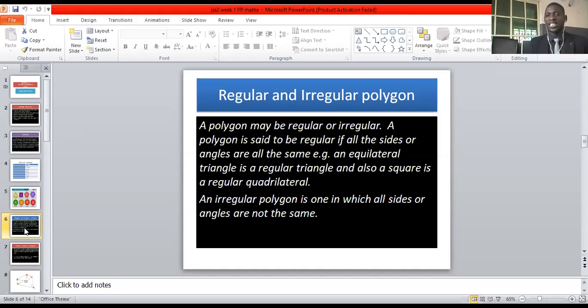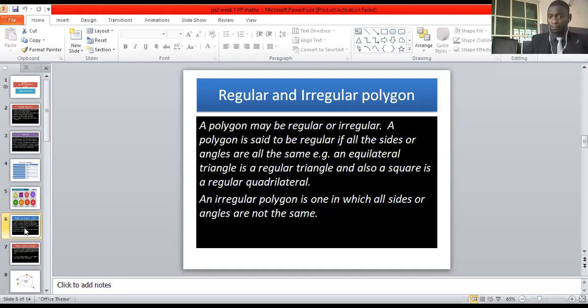For example, take a triangle. We have different types of triangle. We have the isosceles triangle, whereby two sides are equal, the third side is not equal. We have the equilateral triangle, whereby all the sides are equal. An equilateral triangle is an example of a regular polygon.